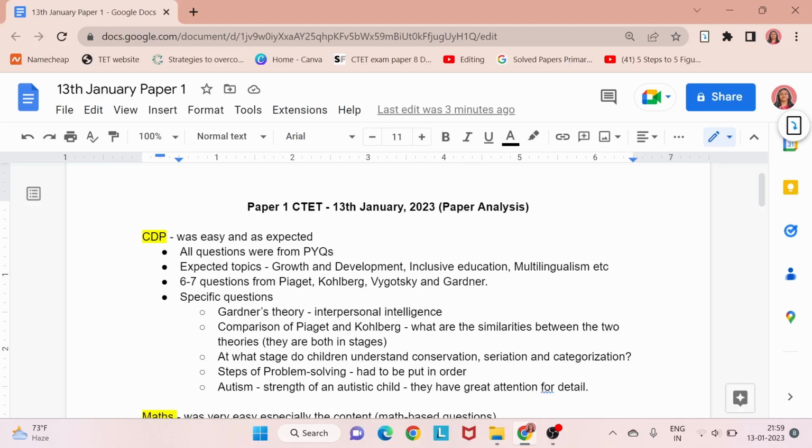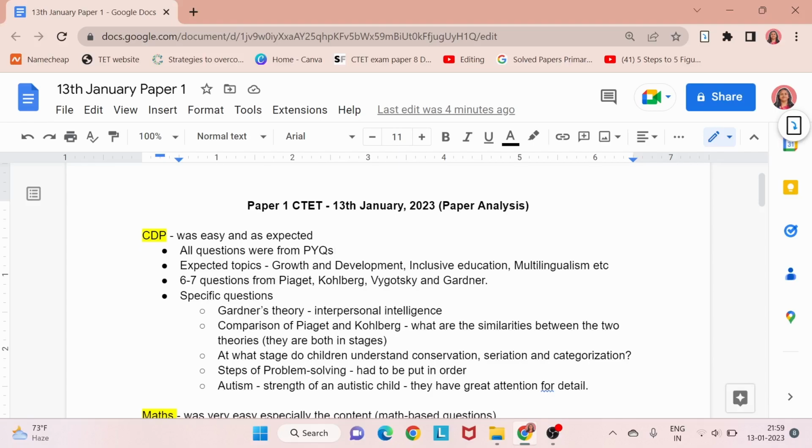So today I'm going to present to you yesterday's paper, that is 13th January's paper. I'm going to be presenting you paper 1 for CTET for the 13th January. And the reason it is so extensive is because I had taken this paper. I've taken both paper 1 and paper 2 in social studies, and right now I'm presenting paper 1 CTET, which was done on 13th January.